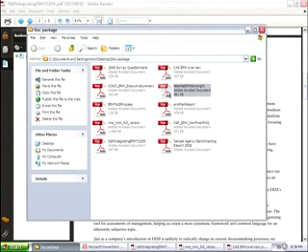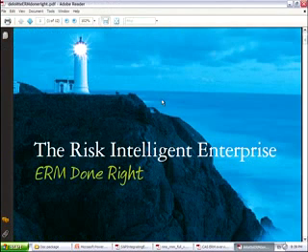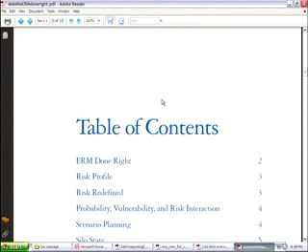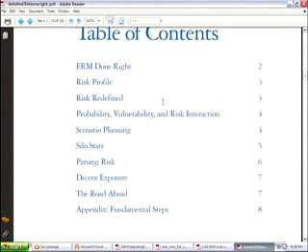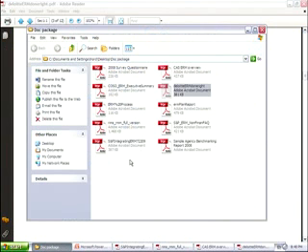Deloitte, ERM done right. KPMG have got some stuff on this. If you take some time and have a look at some of the other organisations, other consultancies, you'll find some information on risk management maturity, and it gives you a bit of background as to what it's all about. Okay, I think that's probably it.